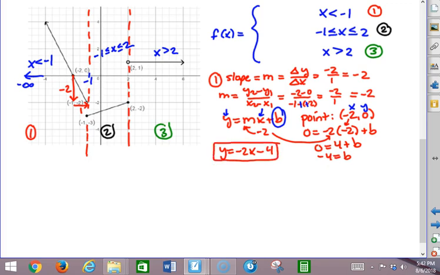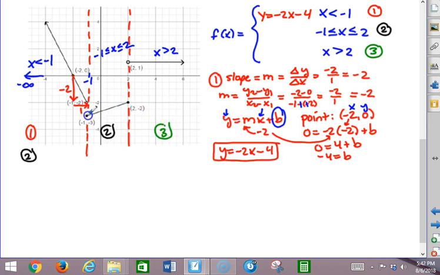That's what's going to go in the first line. Y equals negative 2x minus 4. Notice if x is 0, y would be negative 4, and that makes sense. If I extend the line down, that looks perfectly reasonable right here. Okay, now number 2. Number 2 is this section right here. All right, this little section right here.